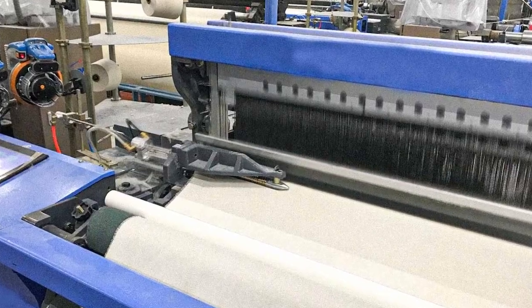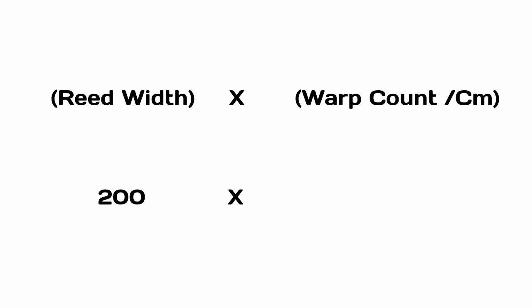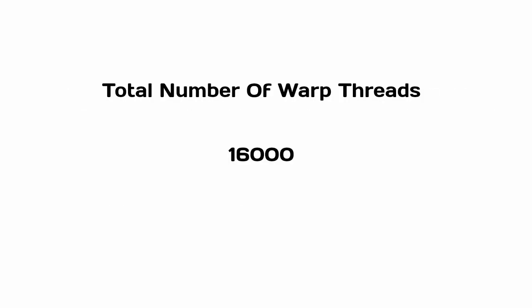The very first thing we need to do is calculate the total number of warp threads. We can do this simply by multiplying the reed width, which is 200 centimeters, and the warp count per centimeter, which is 80. If you do the math, you will get the number 16,000.